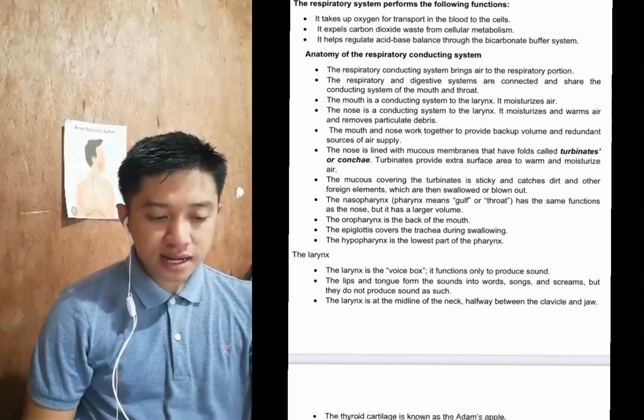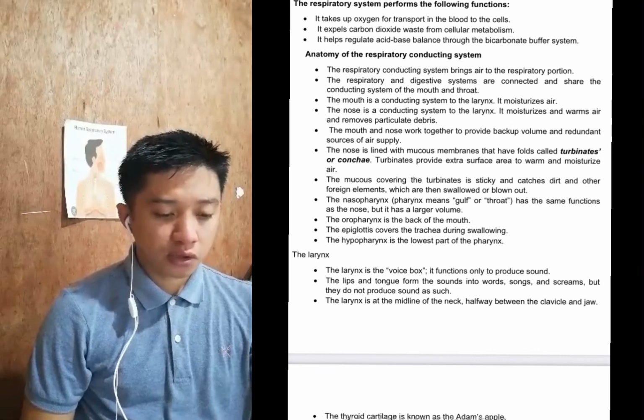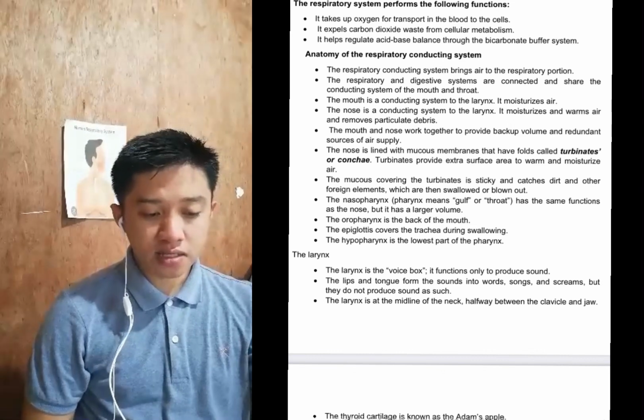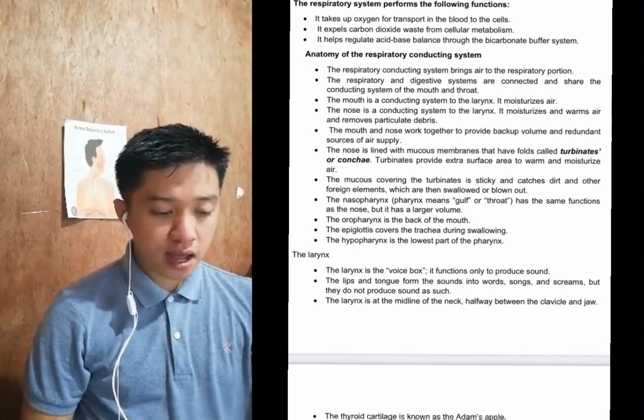The nose is lined with mucous membranes that have folds called turbinates or conchae. The turbinates provide extra surface area to warm and moisturize air.